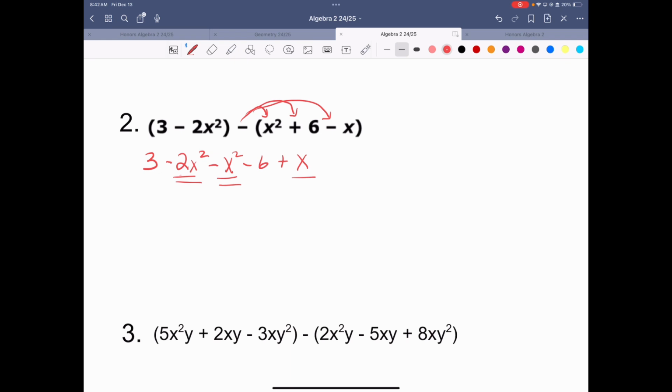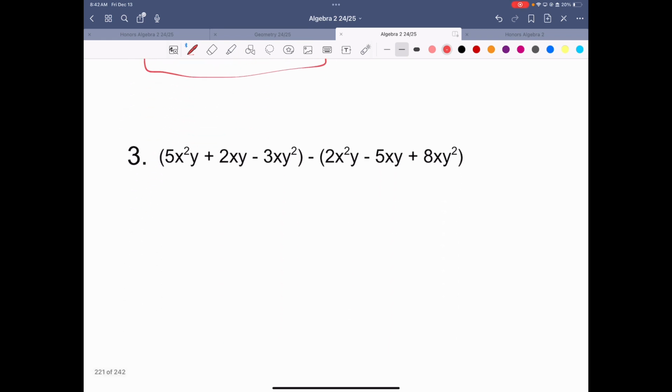So we've got negative 2x squared minus x squared. So negative 2 minus 1 is negative 3. So that's negative 3x squared. We've got a positive x. And we've got 3 minus 6. It's negative 3. That's your solution. You move on. You're done. Okay. Any questions with that one? All right, the next one.